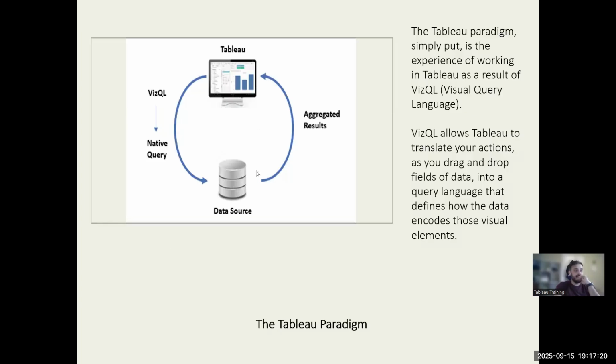So the Tableau paradigm is actually the connection between the data source and Tableau itself. So this is known as the Tableau paradigm. When you have the data source, you get the aggregated results out of the data source. So how can we use VisQL so that it can translate our actions, and how can we use the drag and drop feature to query our data and find the analysis of it?